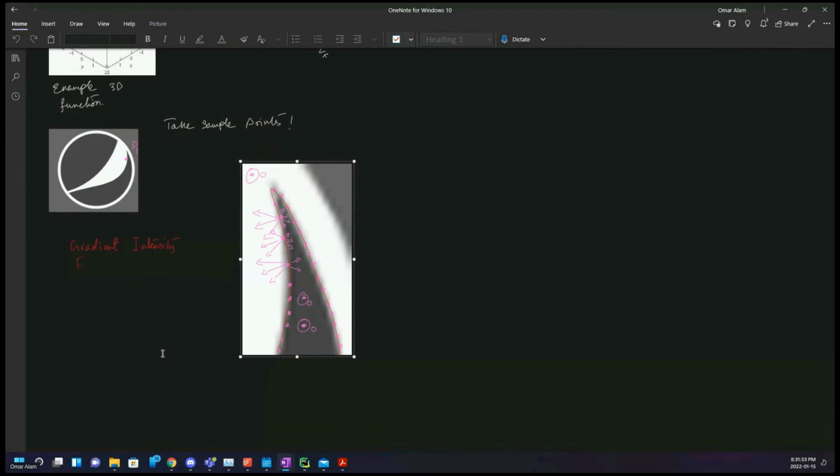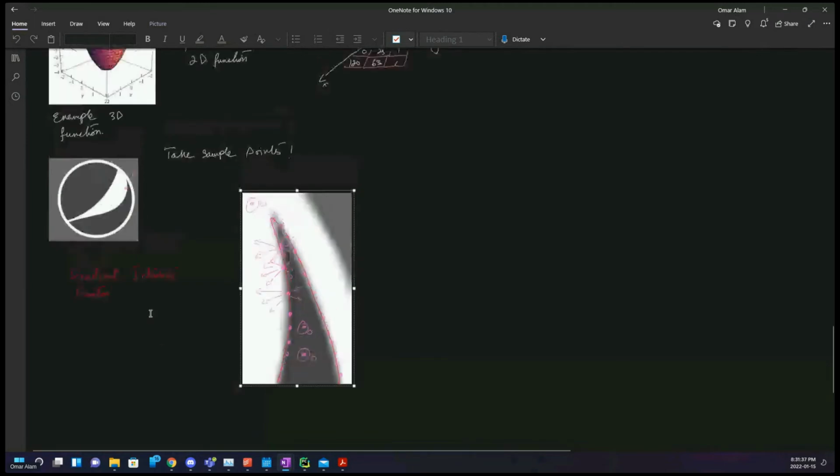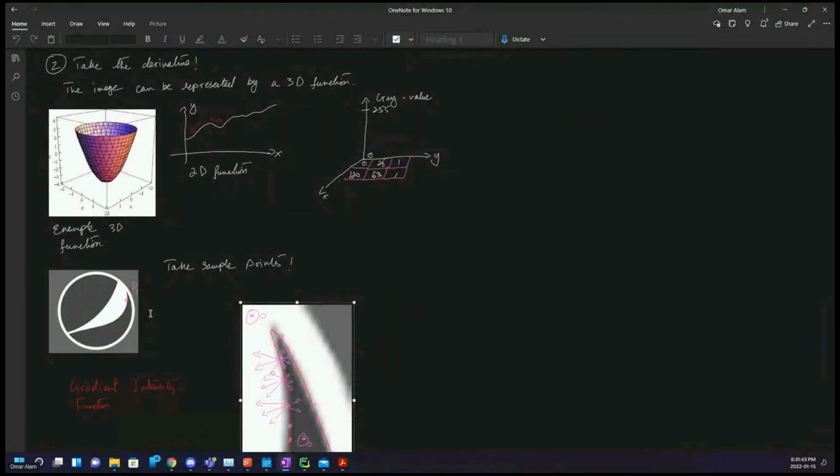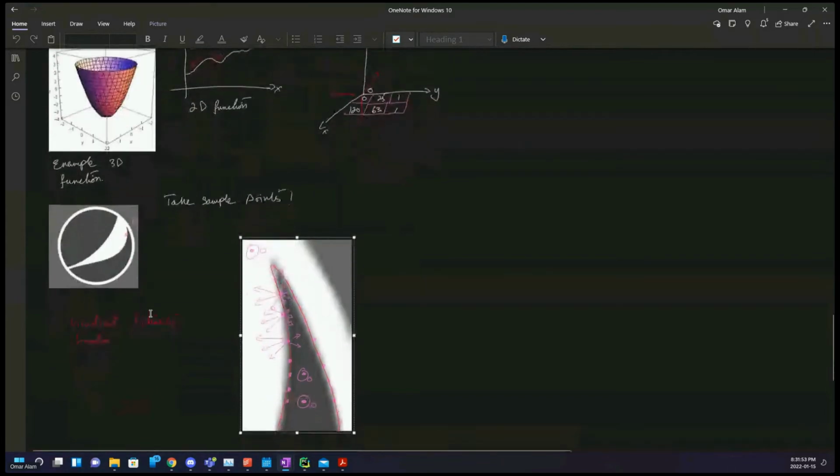And the reason we can take derivatives in multiple directions: if you look at the 2D function over here, you can only take derivatives if you either go left or you go right. But in a 3D scenario, you can go in any direction. You can go in this direction, that direction, that direction. There are infinitely many directions you can go in.